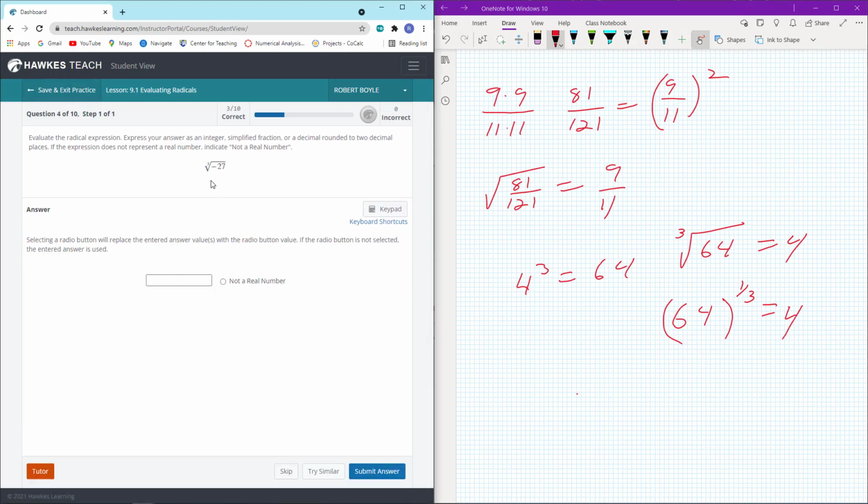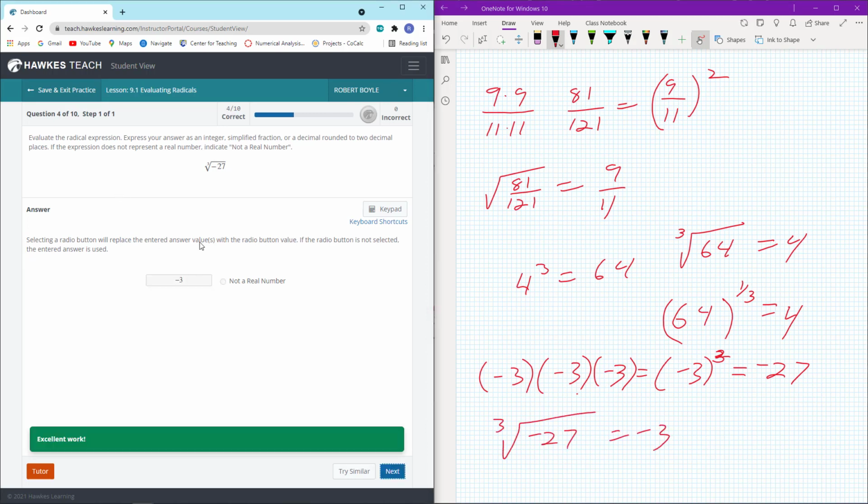Okay, and here is a cubed root of a negative number. And recall that -3 times -3 times -3 is just a very long-winded way of saying -3 cubed. And -3 times -3 is positive 9, times -3 is -27. Therefore, we know that the cubed root of -27 is -3. And apparently Hawks agrees.